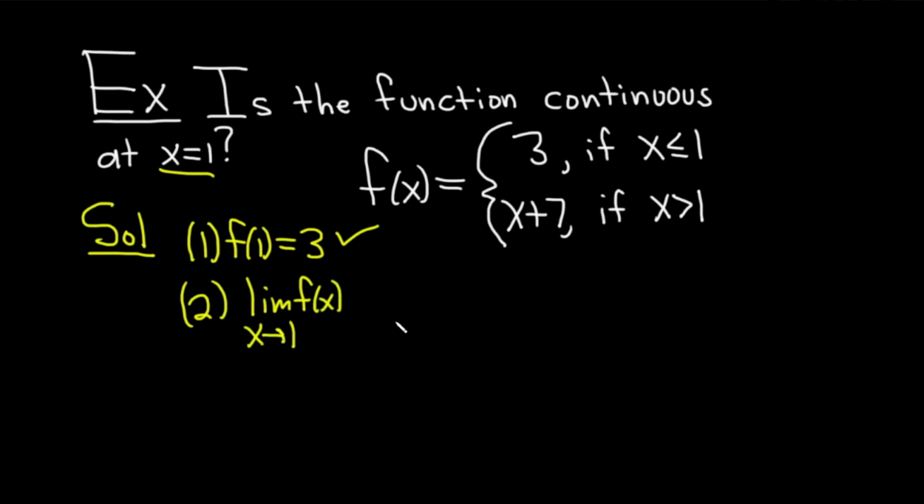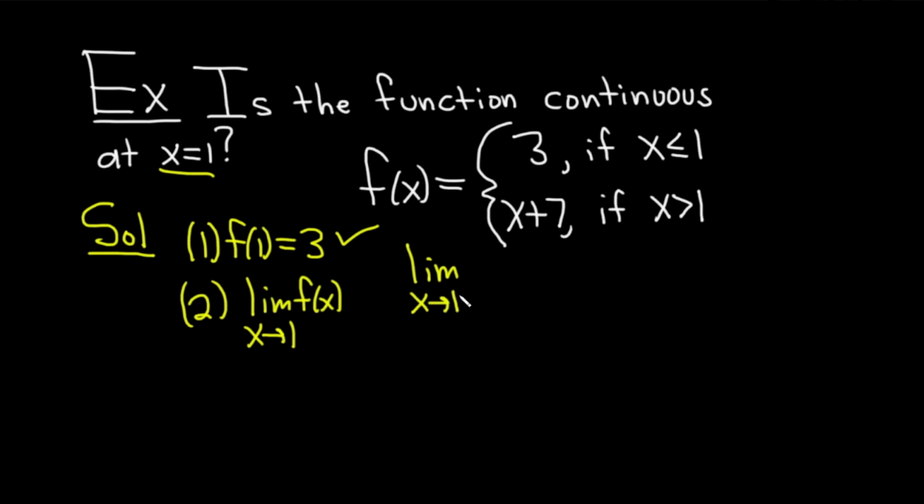The second condition is that the limit of f of x as x approaches 1 needs to exist. Because we have this piecewise function with inequalities, in order to compute this limit, what we're going to do is compute the one-sided limits. Recall that if the one-sided limits exist and are equal, then that is the value of the regular limit. If the one-sided limits are different, then the regular limit does not exist. Let's just go ahead and work through it and evaluate these one-sided limits.